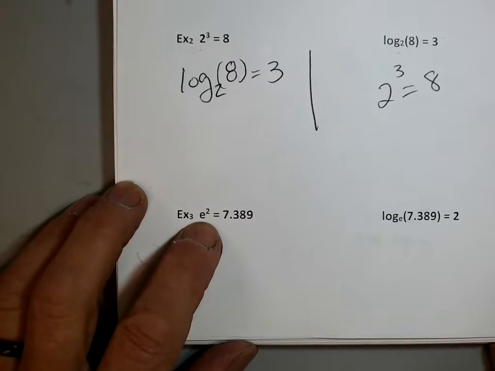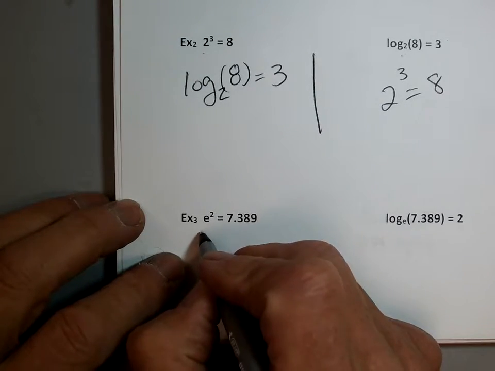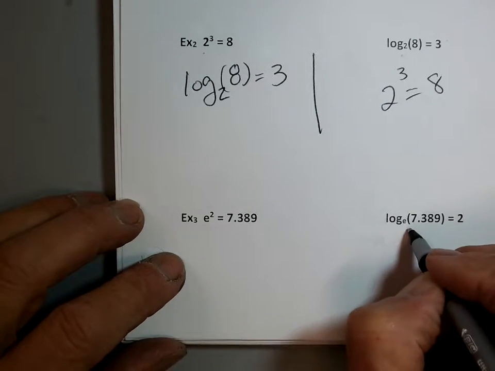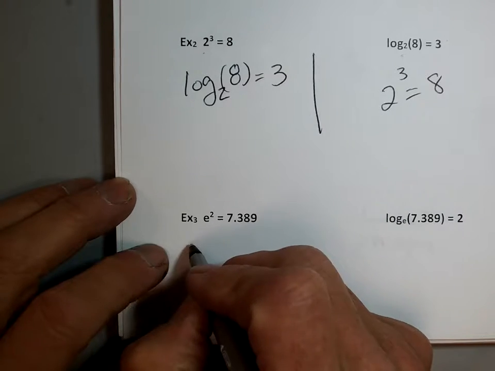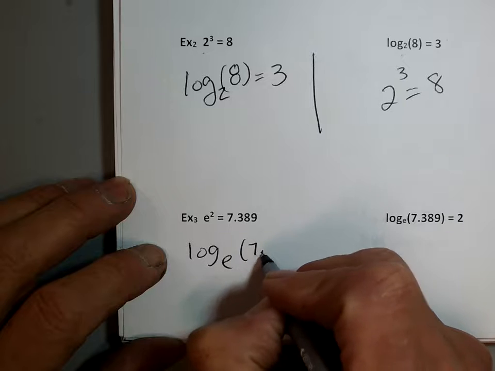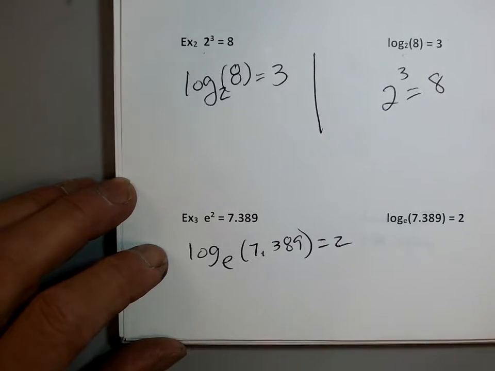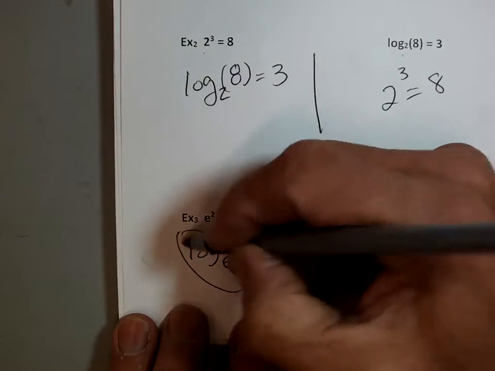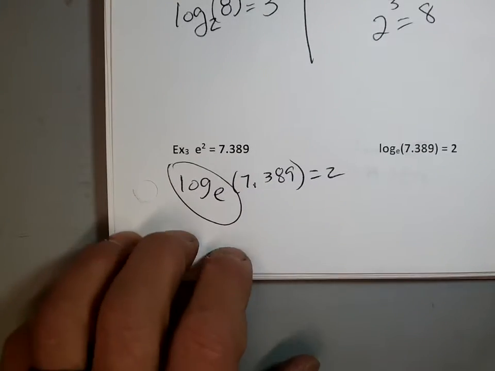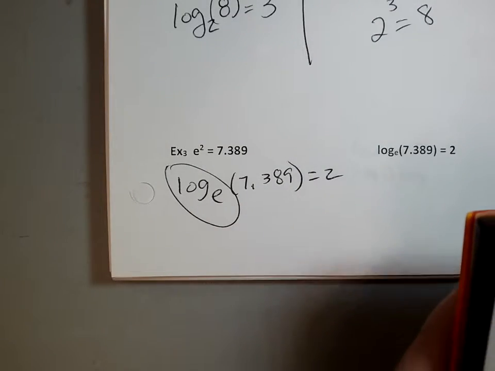Okay, so then e. Wow, e. Now here's a special log, okay? So e comes from log base e, okay? So if I go log base e of 7.389 equals 2, log base e, I look at my calculator, is a special log.